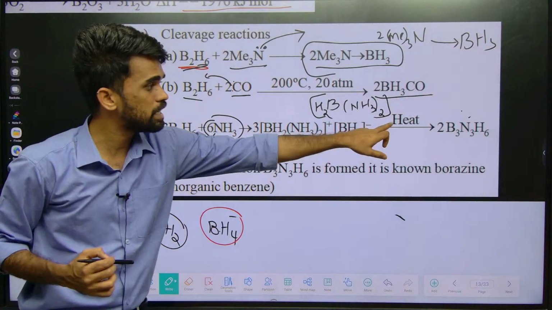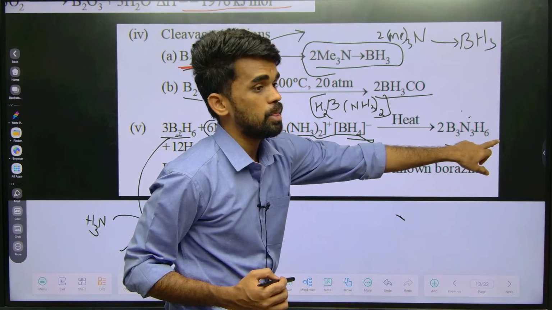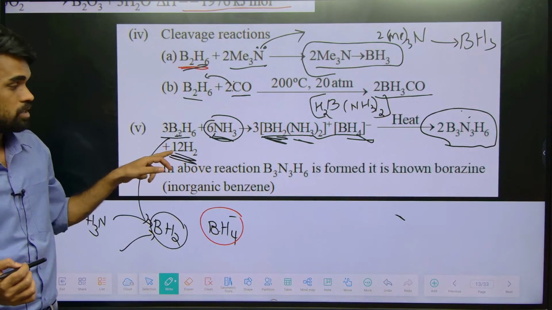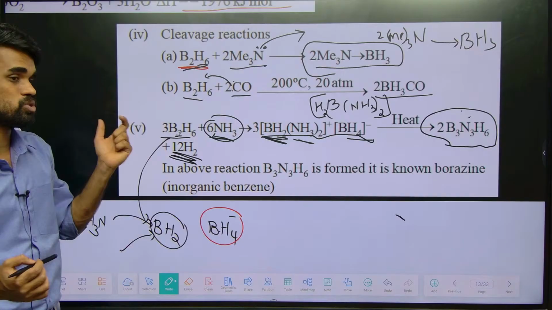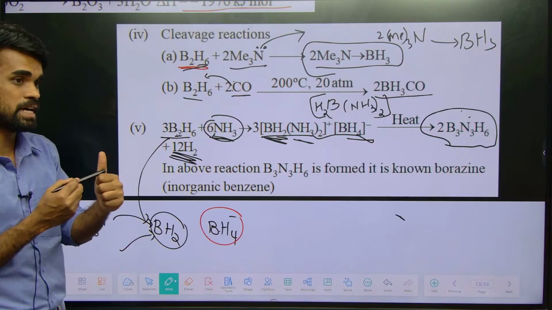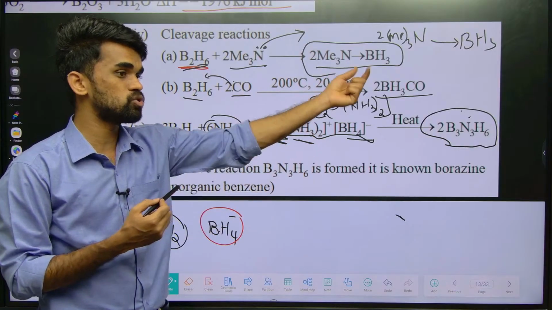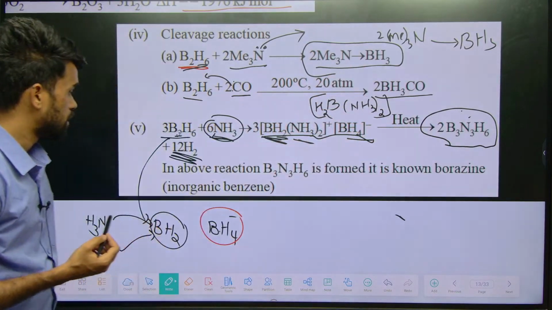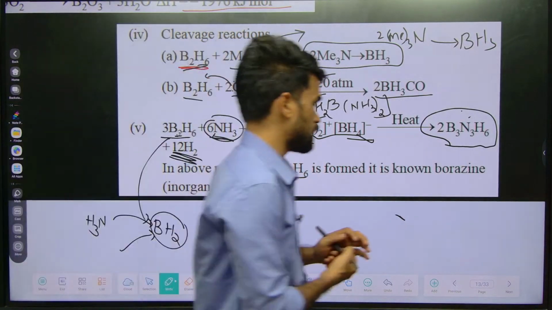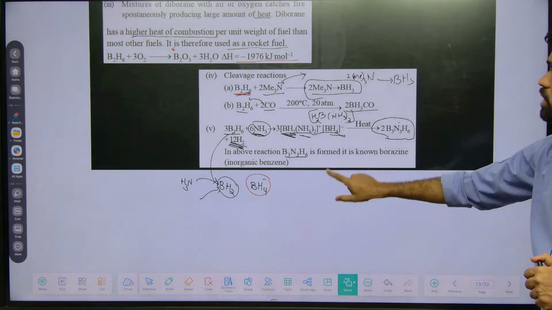Upon heating, what are you going to get? B3N3H6. What is this B3N3H6? You have studied the preparation of borazine. Along with that, H2 is released. Once again, tell me the procedure for borazine preparation: B2H6 treated with 6 NH3 units forms an adduct first, an intermediate, that upon heating gives you borazine. In the above reaction, borazine is formed and it is known as inorganic benzene. Okay, fine. Up to here everything is clear.